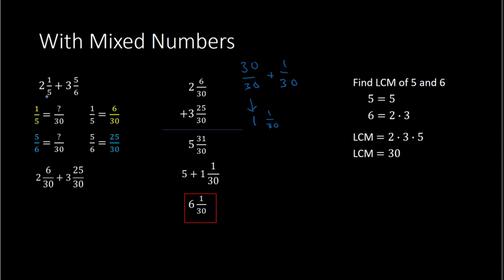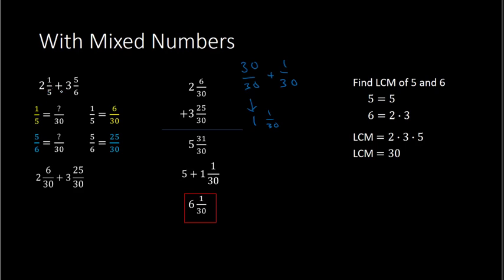The other way I could have done this is I could have converted each of these numbers into an improper fraction. So the 2 and 1/5 and 3 and 5/6 I could convert. And at times that will be easier than trying it this way, and maybe particularly with subtraction. So I'll walk you through that here quick as well.